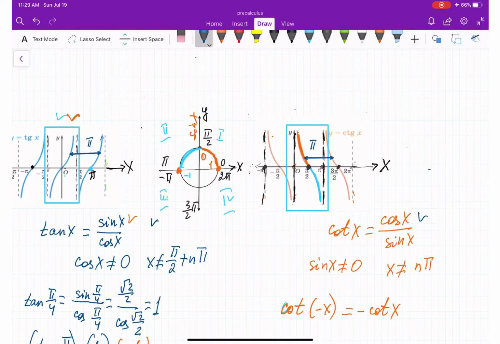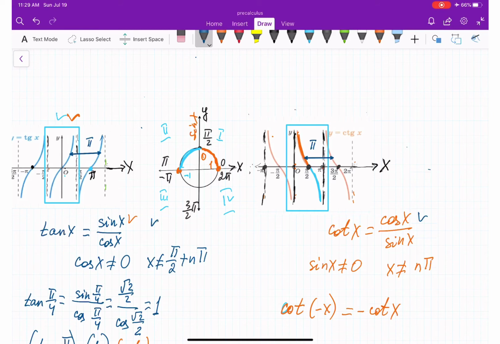Odd, yes, we know the function is odd. Where is it increasing, where is it decreasing? We already showed that cotangent x is decreasing throughout from 0 through pi, which means that for any other pi times n period, it's going to only decrease. And while tangent is only increasing.